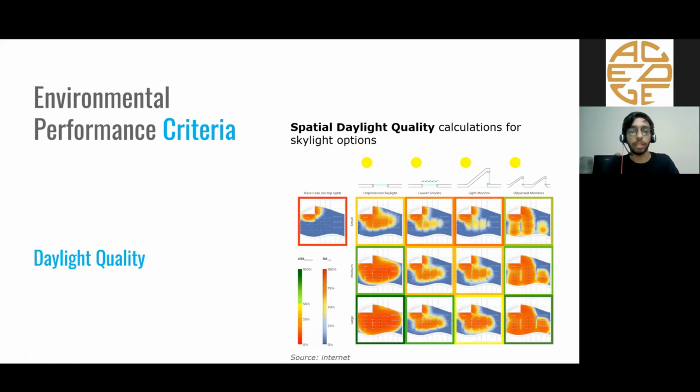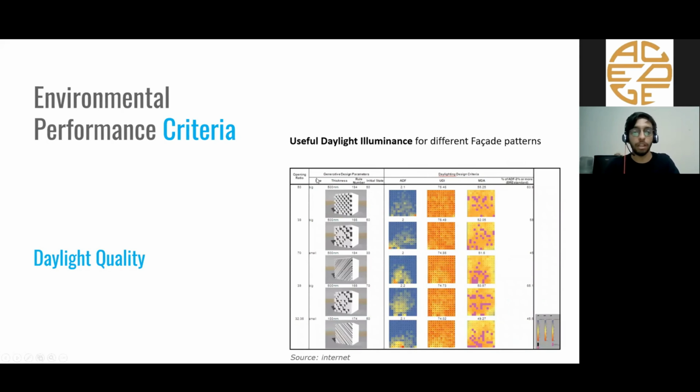So another example. Here we have different examples of skylights. We have different options, and out of that, the designer can choose which would be best for his design. Then we have another example where there are different kinds of facade patterns, and these are design criteria evaluations. We have the UDI value, that is another metric, useful daylight illuminance. And from here, we can compare and know which of the options are performing better.